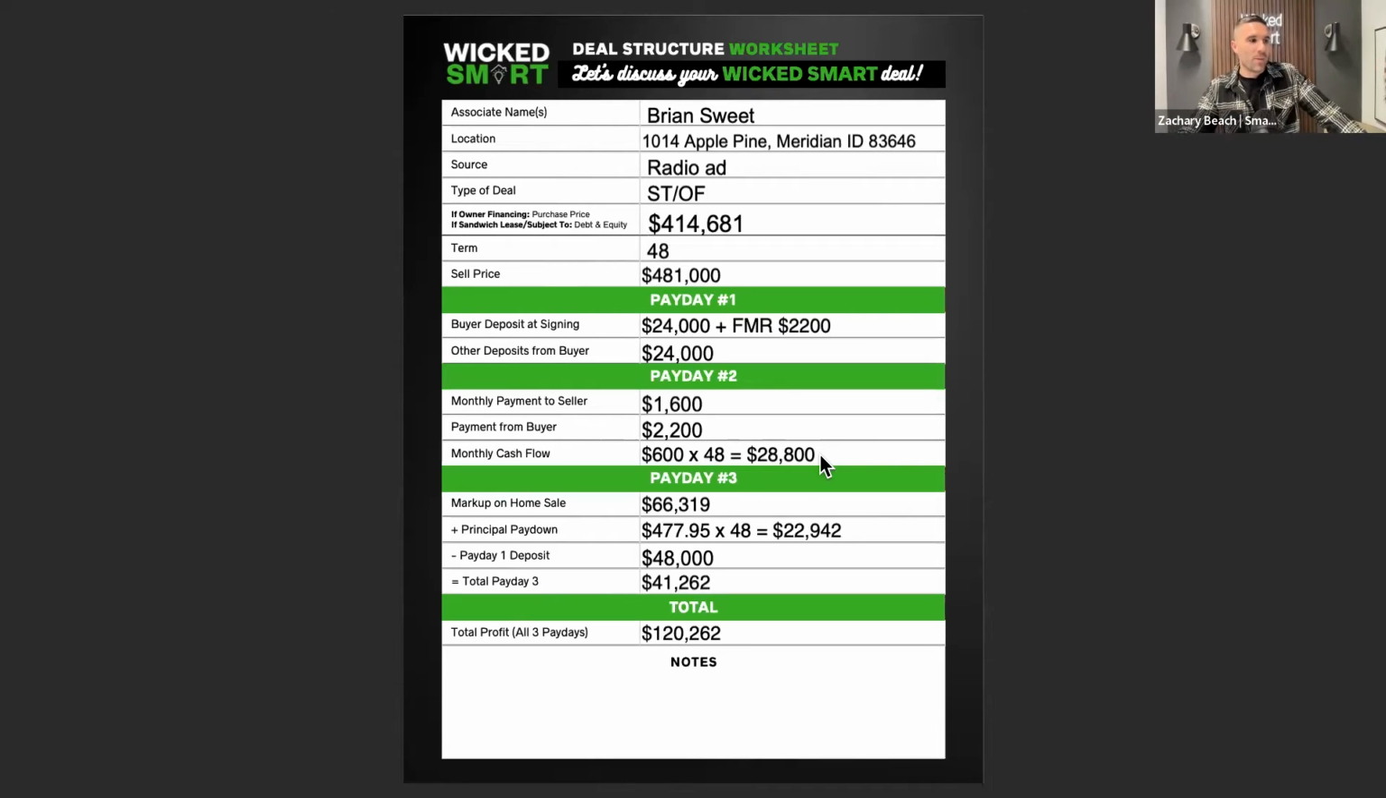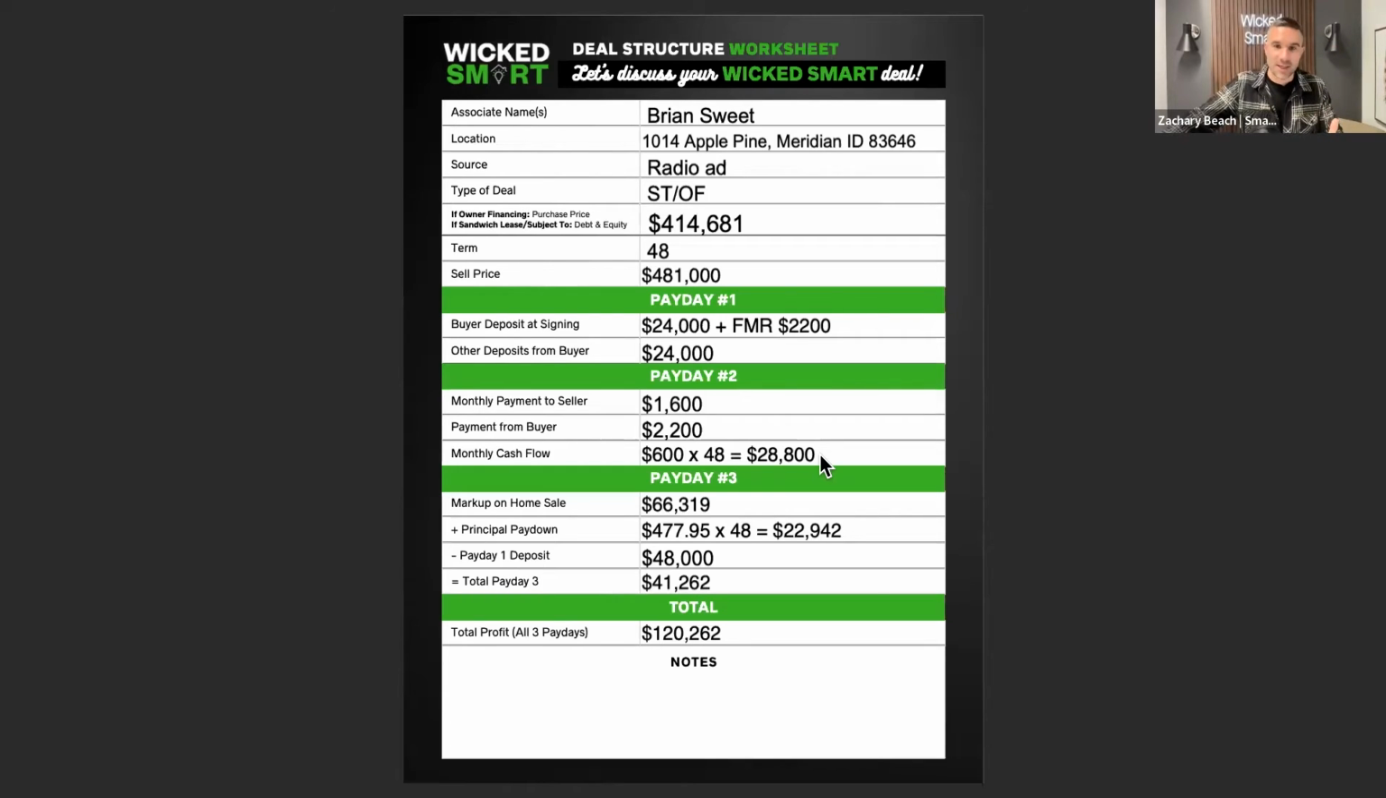Brian marked up this property about $66,000. He's getting $477 in principal pay down. So I'm guessing when you looked at the mortgage statement, $477 of that is towards principal today. Right. We all know, right, Brian, that's going to increase over time. So we're just making a judgment call here, because as that property amortizes, the monthly principal payment is going to increase.